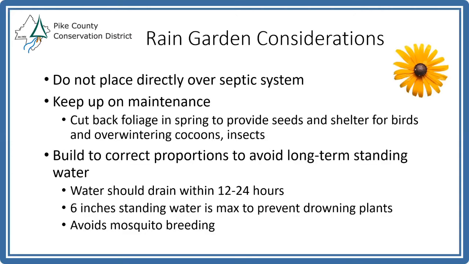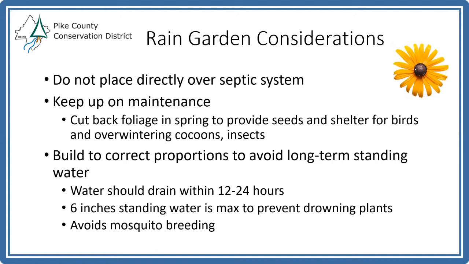Some other important considerations when you're making a rain garden is not to place it directly over your septic system. It's just not a very good combo. You want to make sure that you keep up with the maintenance of the garden. It's not a completely self-sustaining garden entirely. You want to cut back on foliage in the spring, and you want to make sure that you're providing shelter for birds and overwintering cocoons and insects so that you're providing that great habitat that we talked about, but you're not leaving it completely. You should cut it back.